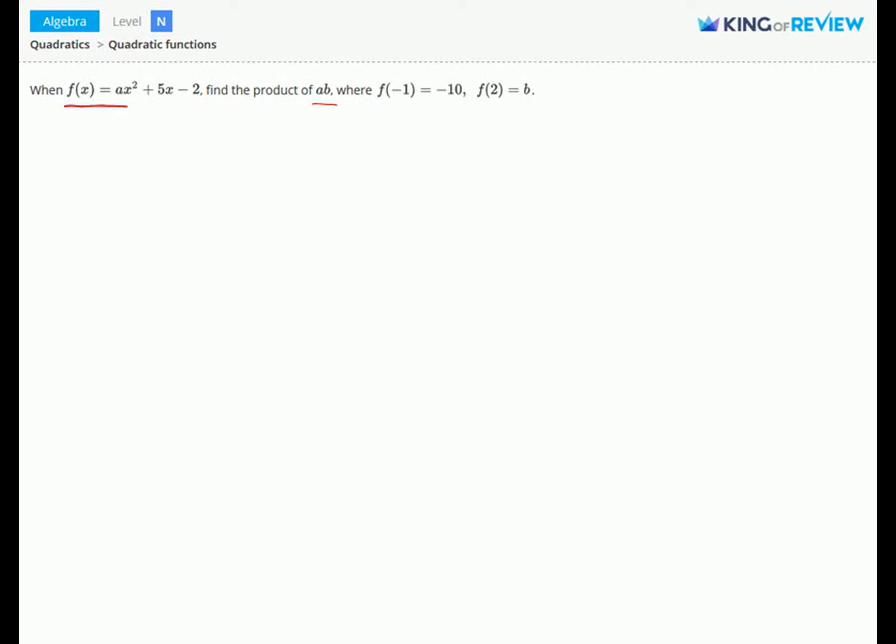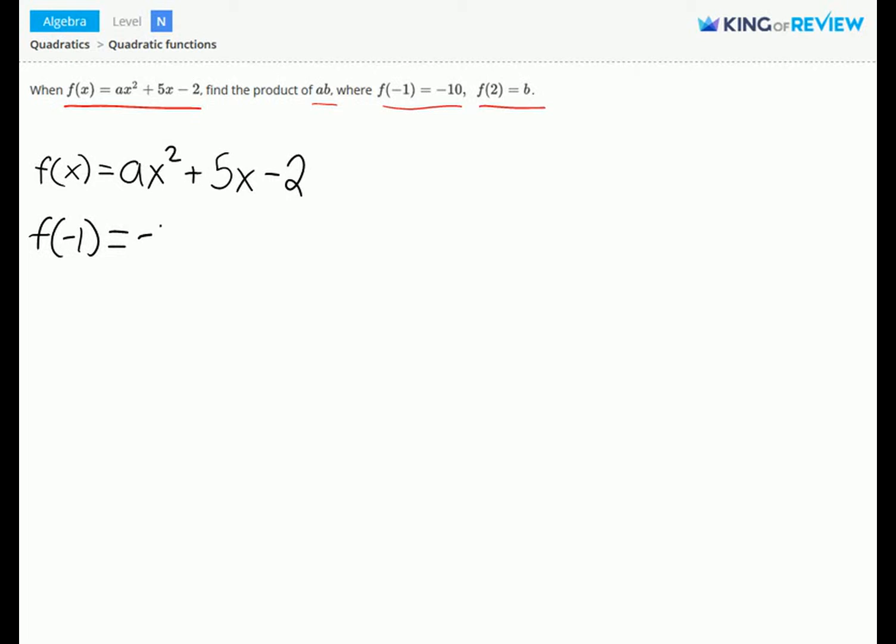We're given a function here, and we're also given a couple of input-output values here. So let's go ahead and start by plugging one of those input-output values into our function. Our function is f of x equals ax squared plus 5x minus 2. And we're told here that f of -1 is equal to -10. This means that if you plug in a -1 for x, you'll get an output value, or your y value, will be -10. So let's do that.